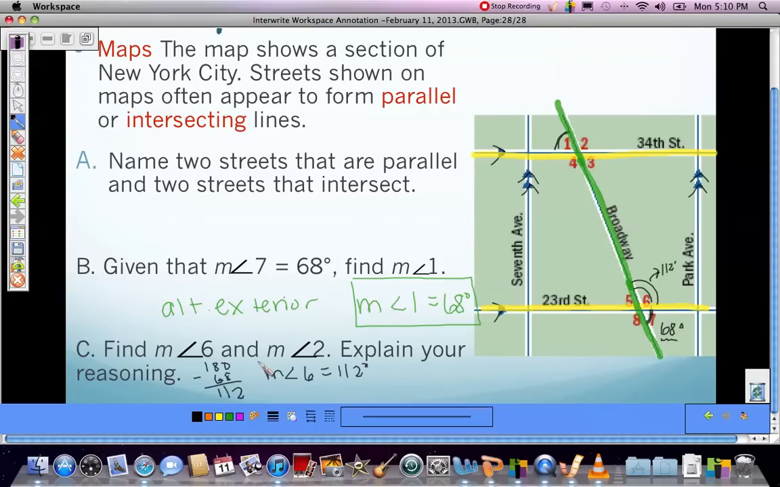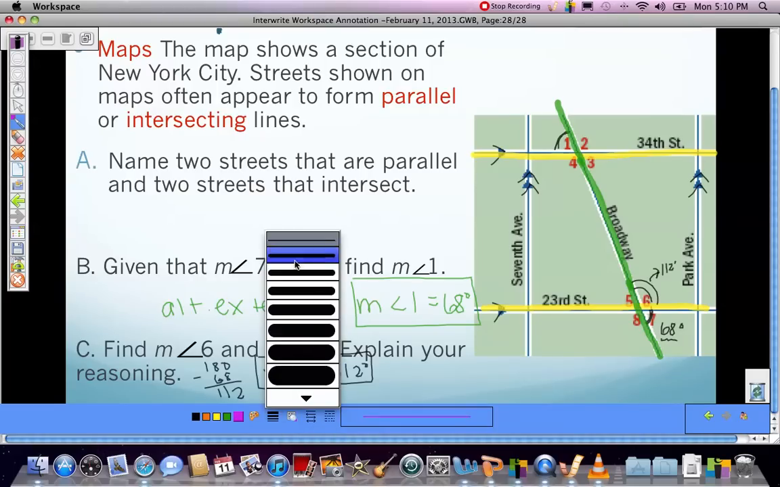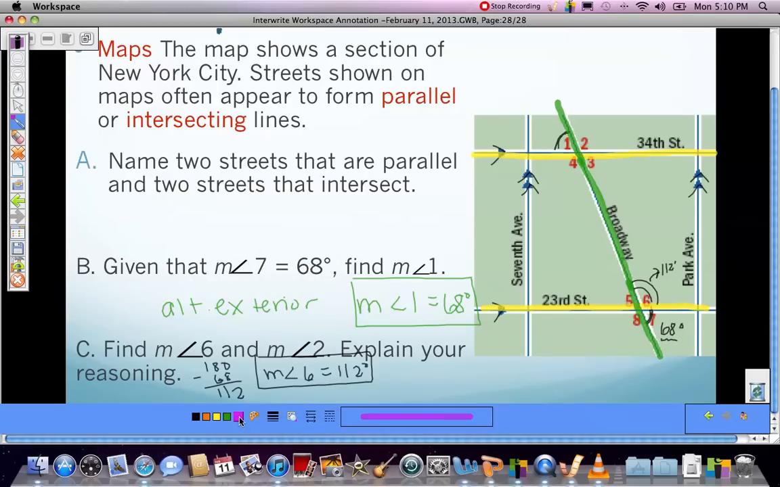The measure of angle 6 equals 112 degrees. And now let's look for the measure of angle 2. I'm going to switch to a different color now. I will use pink here. All right, let's see how angle 6 and angle 2 are related. If you look at angle 6 and angle 2, these are corresponding angles because they're in the same position.